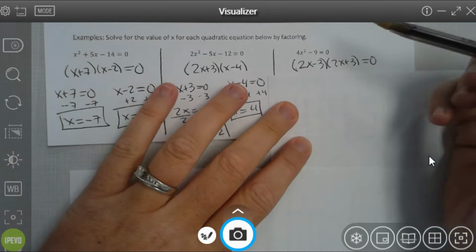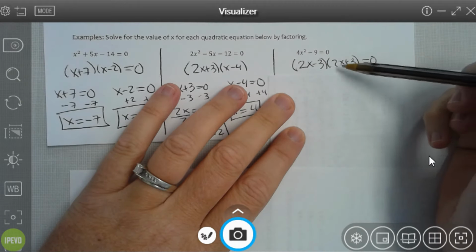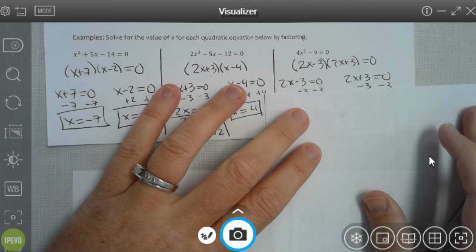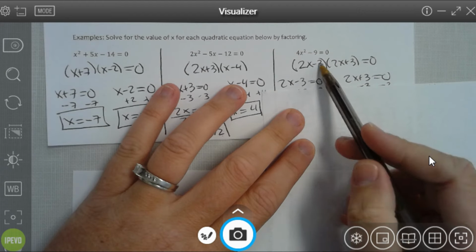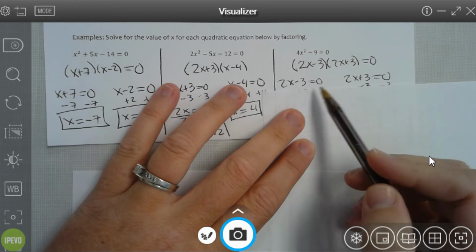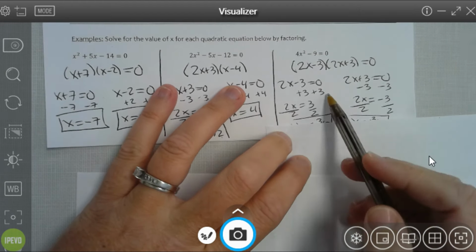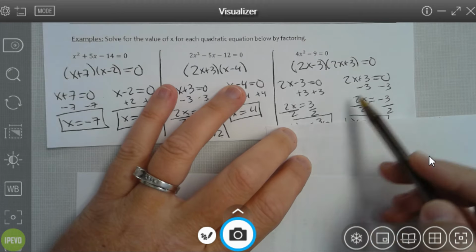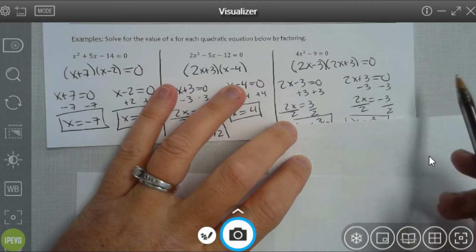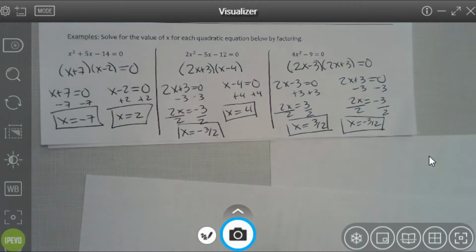The last one again was the bell work, so we get 2x minus 3 and 2x plus 3. I set each parenthesis equal to 0, so this one and then that one. Then solve each one. I add 3, divide by 2, subtract 3, divide by 2. And there are my solutions for that.